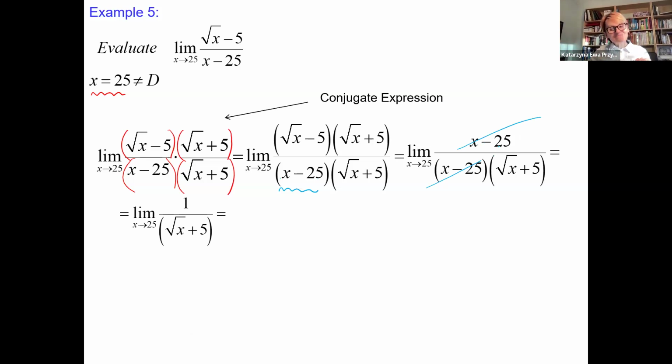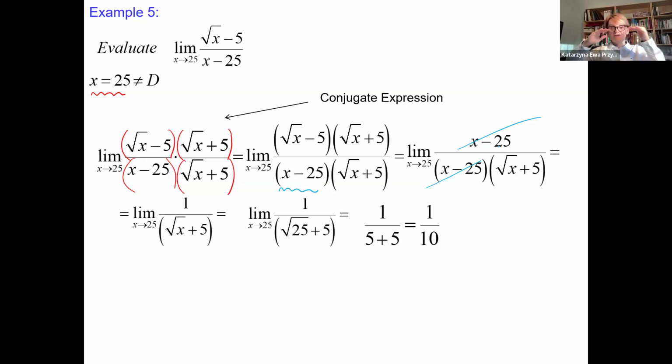What's the final answer? Who can help me? 1 over 10, 5 plus 5, 10. Oh, yes, thank you. Okay. And the same, 1 over 10 means that it's a hole at x equals 25. Yes? The function doesn't have a value, it's just a hole. Okay, we will skip the drawing. Similar, because the function 1 over square root of x plus 5 is also similar to this.